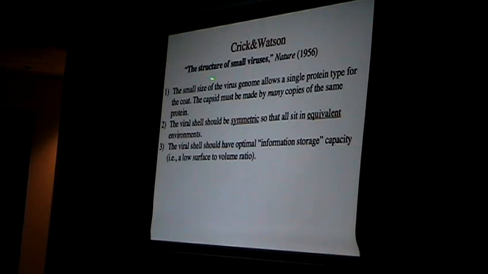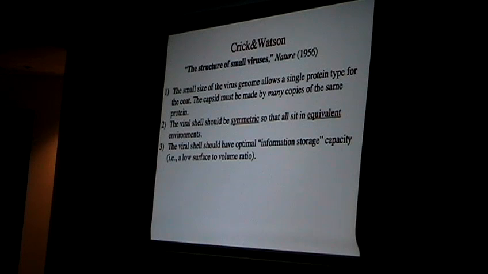They said that the size of the virus is small. Therefore, the size of the genome should be small. If the size of the genome is small, it can code only for one or two types of protein. So the capsid must be made of many copies of the same protein, because it can only produce one type of protein. The viral shell should be symmetric so that the subunits sit in equivalent positions, because they are all made of one type of protein.